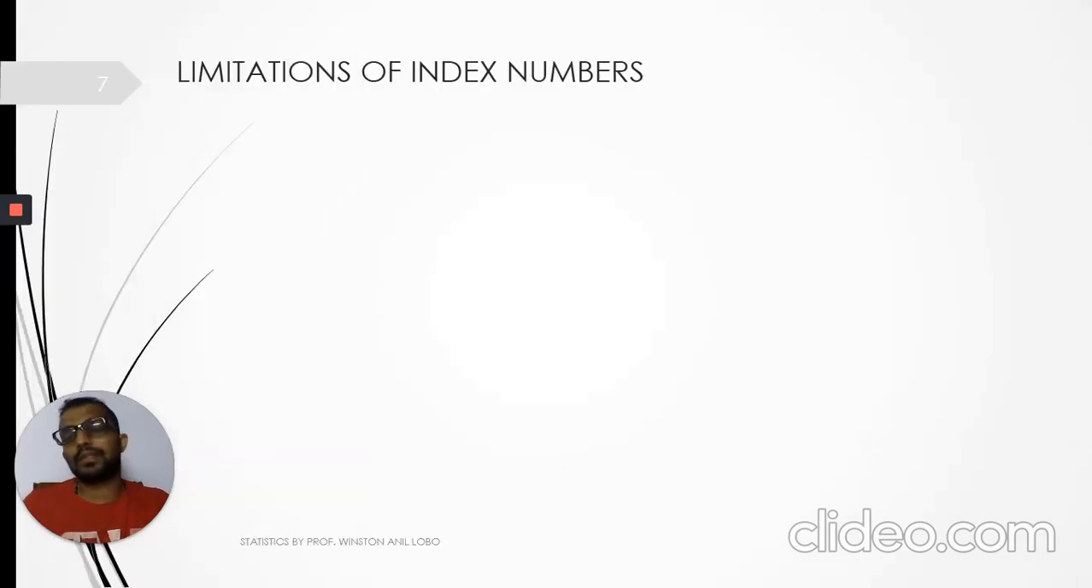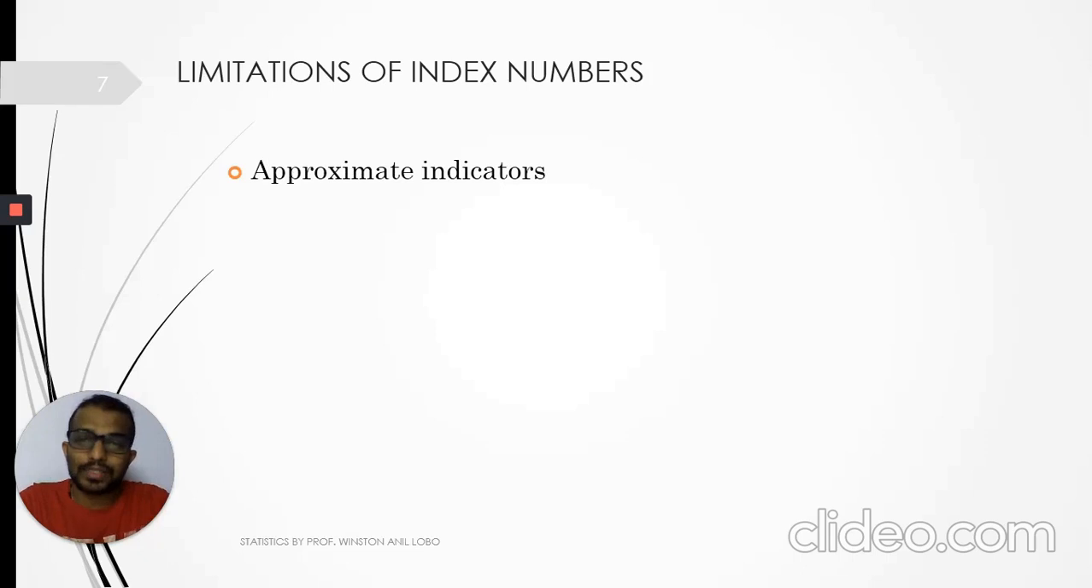And finally, students, limitations of index numbers. Every data that we have has certain uses and certain limitations. So what are the limitations of index numbers? Firstly, they're approximate indicators. Yes, sir, we know there is a comparison, but is this comparison holding good for overall data? No. This is just an approximate indicator.